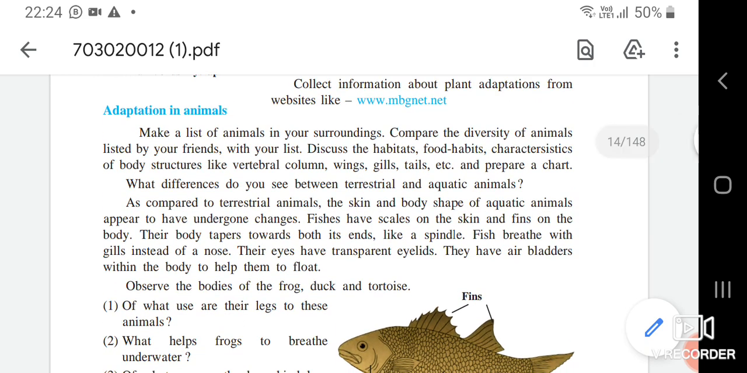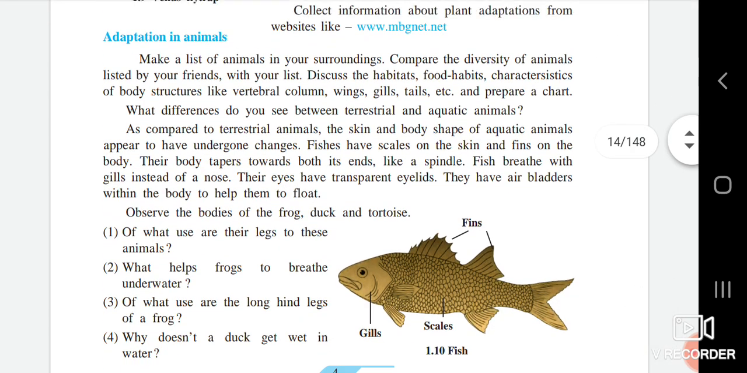Now if you remember, in my last video I have already explained what adaptation is. Adaptation is a gradual change in the body parts and behavior of the animals. Why is this change there? It helps the animals to survive in their surroundings. Now we will study the adaptation in aquatic animals, then in amphibians, and the animals which are carnivorous and herbivorous.